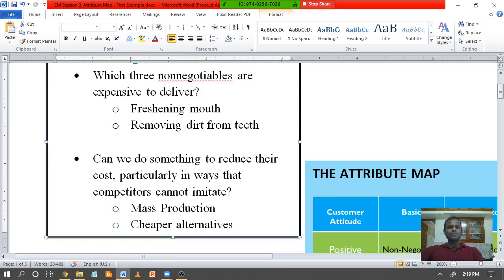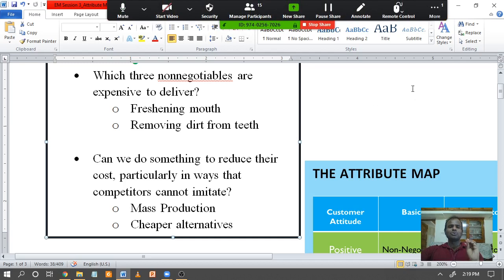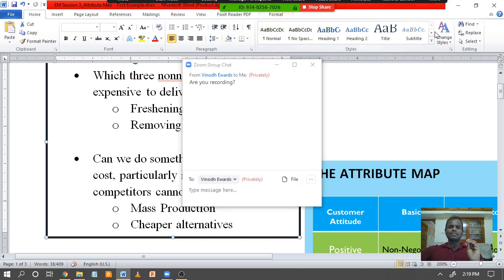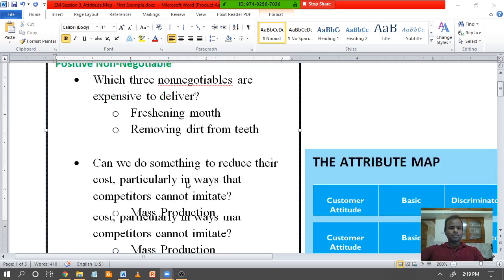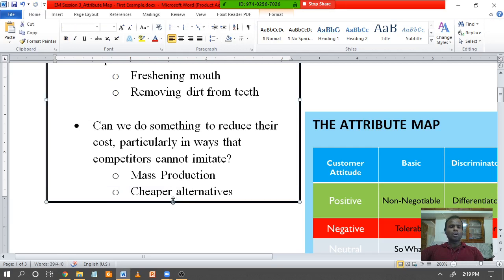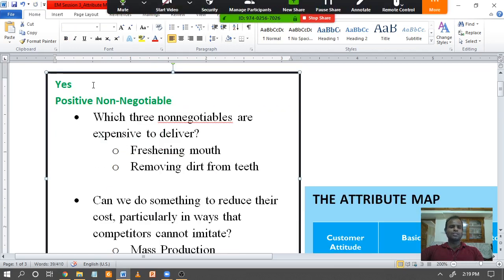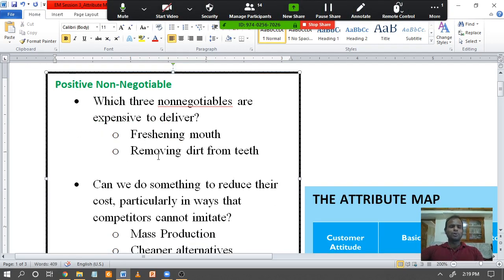Every product will have certain non-negotiables in the mind of a customer. Any customer who buys a toothpaste will have certain non-negotiables in his mind. That is, it should freshen the mouth. It should remove the dirt from the teeth. And there will always be a need where you are looking at reducing the cost of your toothpaste. Now this is pretty simple, positive, non-negotiable.